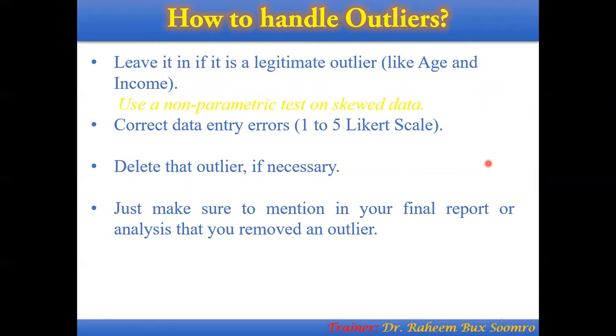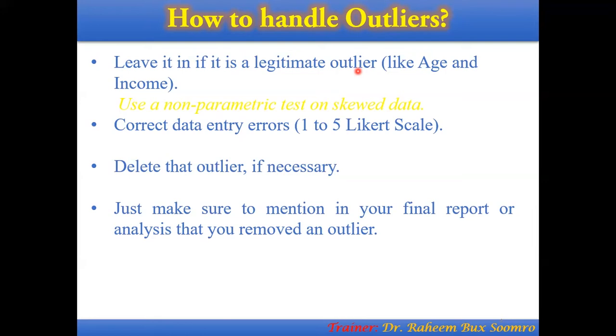Now, how to deal with outliers? The first thing is to leave it if it is a legitimate outlier. Legitimate outlier means, for example, the age of a person. Most of the people have ages from 20 to 30, but someone's age is 50. This is a legitimate outlier. Let it remain in your data. It's the same with income. The income of people may not be the same. If this is the case, then it's a legitimate outlier.